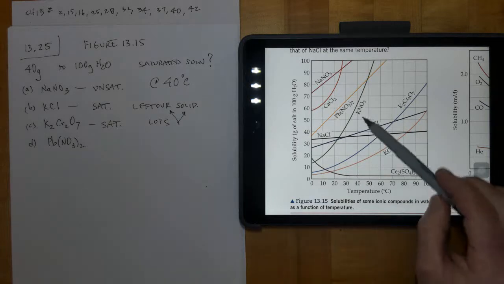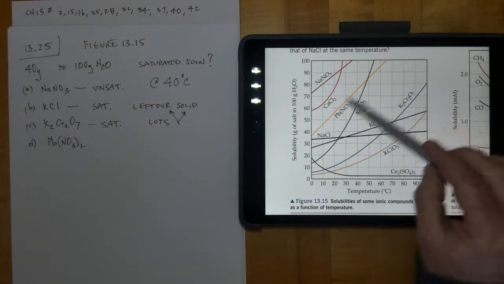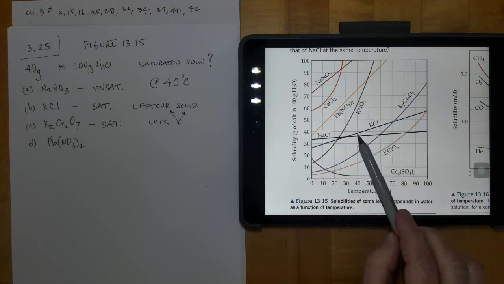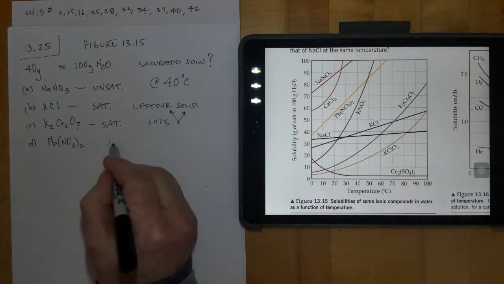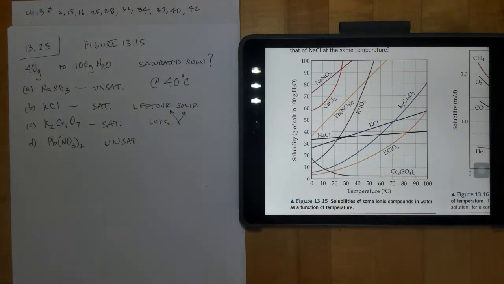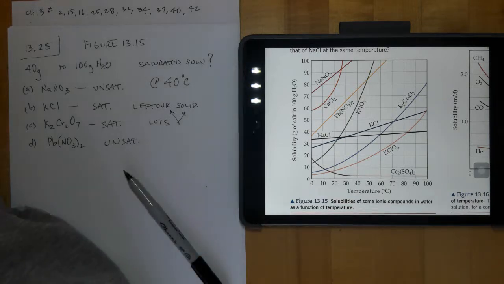PbNO3, so PbNO3 is this yellow line right up here, and at 40 and 40, we're well below the line, and so this would be an unsaturated solution. It would dissolve very readily, and we could dissolve lots and lots more. That's how to read figure 13.15 for this problem.